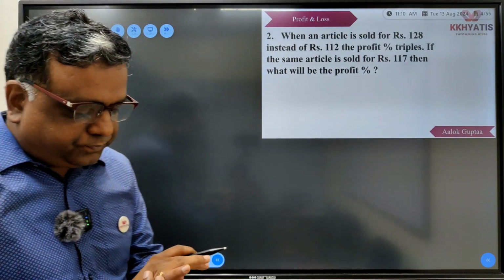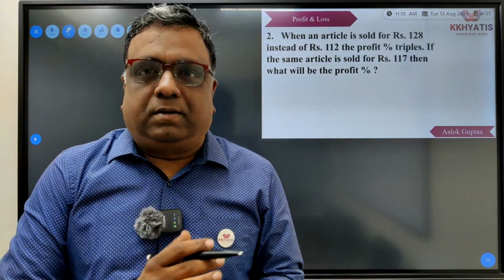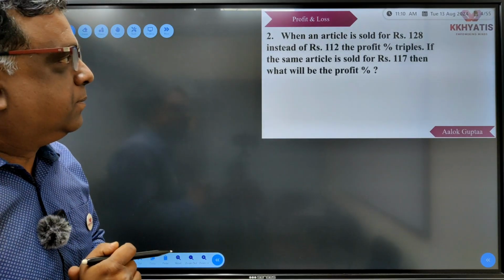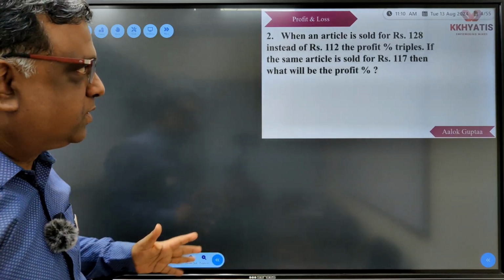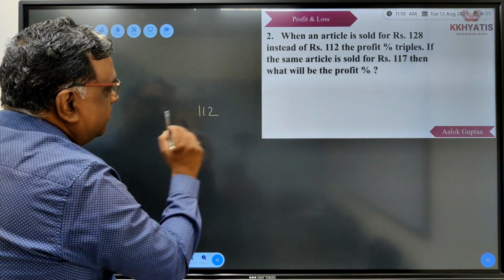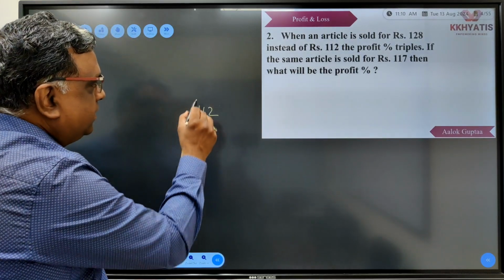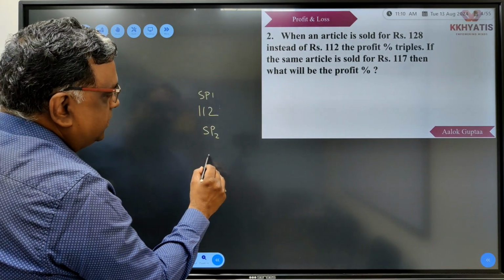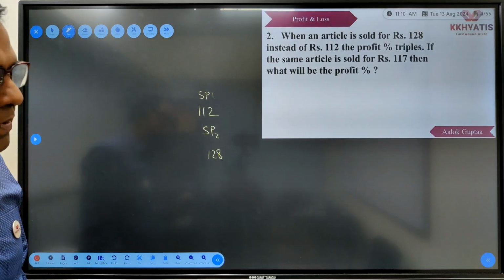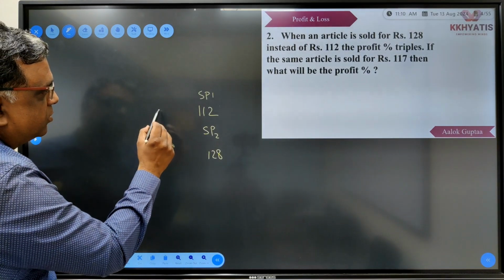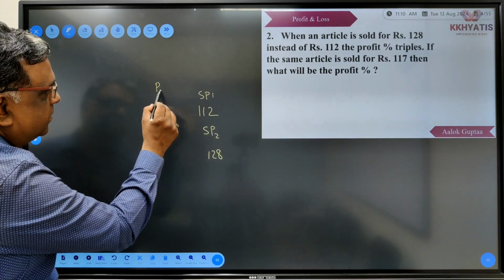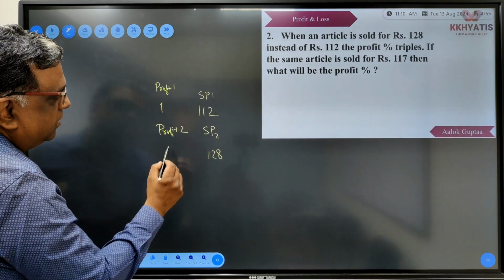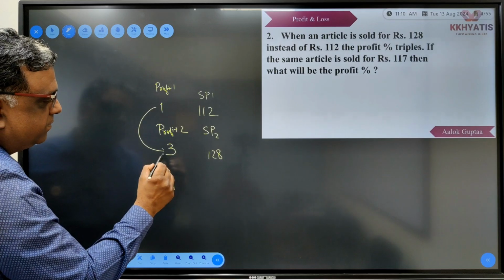When an article is sold at rupees 128 instead of rupees 112, the profit percentage triples. So क्या दिया हुआ है? First they were selling at 112. This is SP1. Now in the second scenario SP2 has become 128. Right? If my profit here was 1, and in this scenario the profit triples, which means it becomes 3. 1 का 3 हो गया.